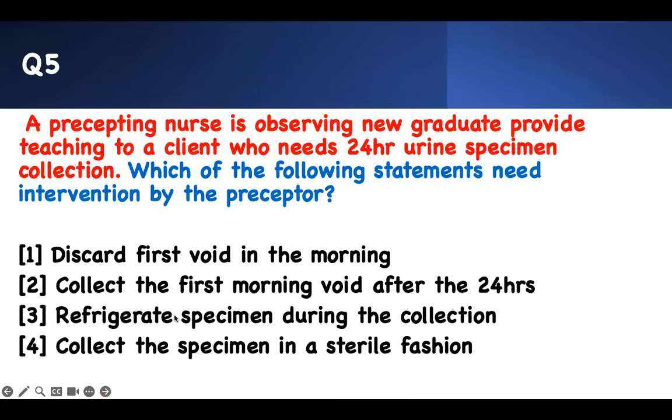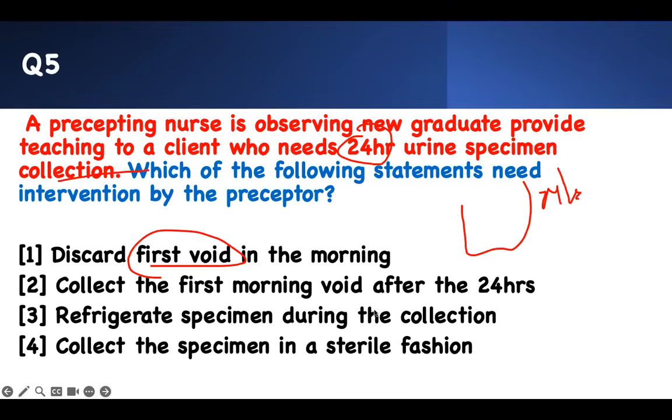Number 5, which of the following statements needs intervention by the preceptor? What is the concept I'm trying to ask you? The preceptor is observing a new graduate provide teaching to a client who needs a 24-hour urine specimen. How do you collect a 24-hour urine specimen? It's very key that you're supposed to know. You come up with the special equipment, a special additive that you can add to the collection, to preserve the chemicals in whatever you collect. The way you do it, you discard your first void. In the morning, wake up, and the first void you discard.